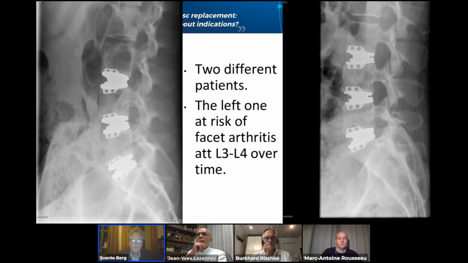And these are 2 different patients that have the same type of implants in the same segments. But if you look at the left one, you can see that the spine is shifting over to hyperlordosis. And that would put her facet joints at risk. So when I saw this, I started an extensive program. The other patient with a very straight spine does not at all have this risk.